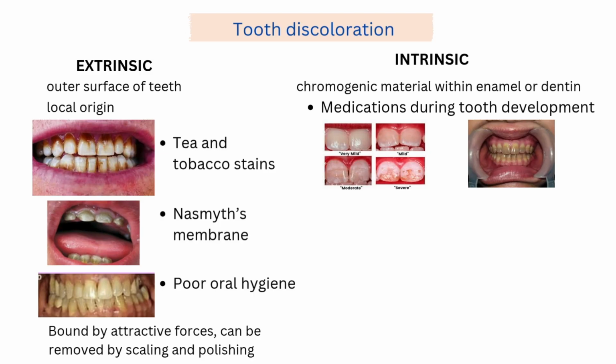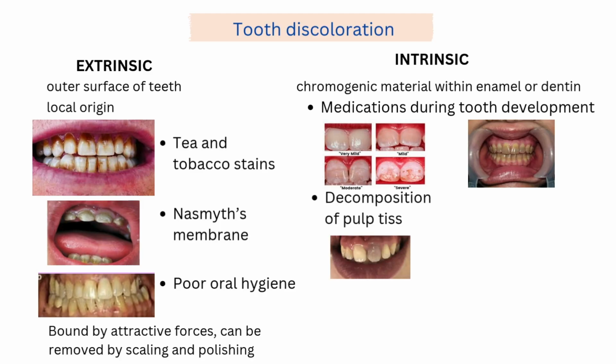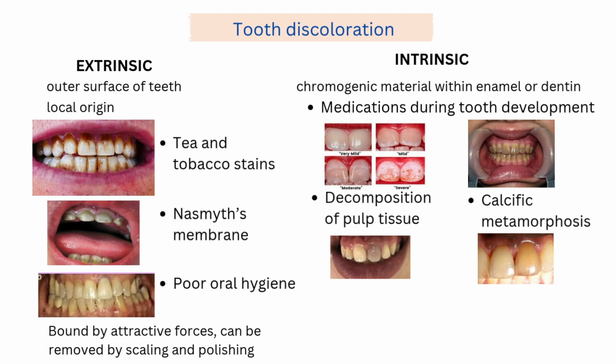Another common cause of intrinsic staining of tooth is decomposition of pulpal tissue due to trauma, which leads to hemoglobin byproducts being accumulated as pulpal remnants, giving the characteristic pinkish or bluish appearance. Calcific metamorphosis, where there is rapid deposition of reparative dentine in response to trauma, causes partial or complete obliteration of the pulp chamber and root canal, leading to a yellow discoloration of the affected tooth.